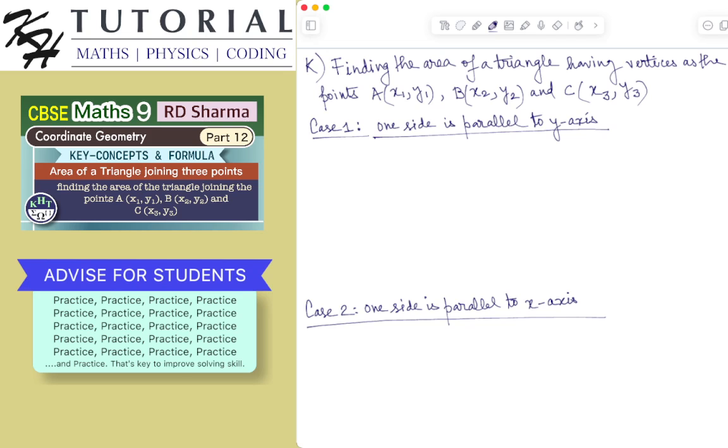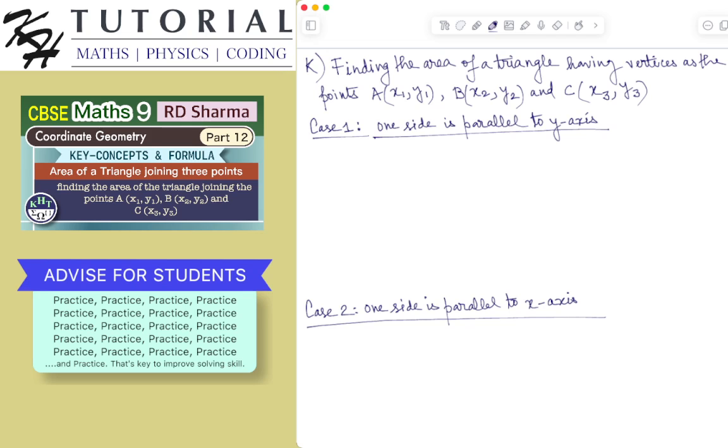Now, it is quite possible that the triangle formed by joining these 3 points will be very special, or it will be very easy to compute the area. So I will discuss them case by case. Case one is where in the triangle you will see that one side is parallel to the y-axis.